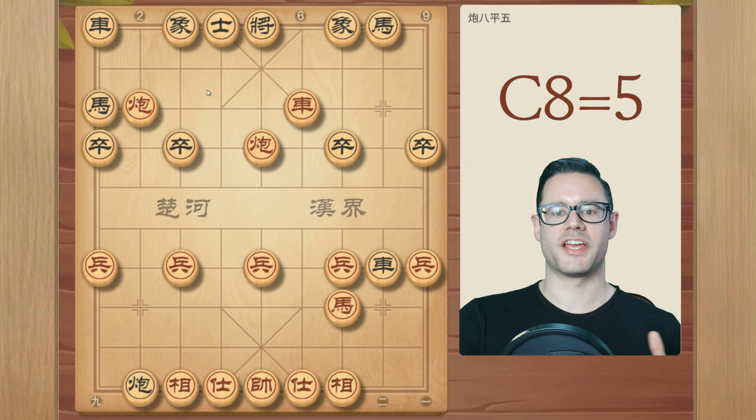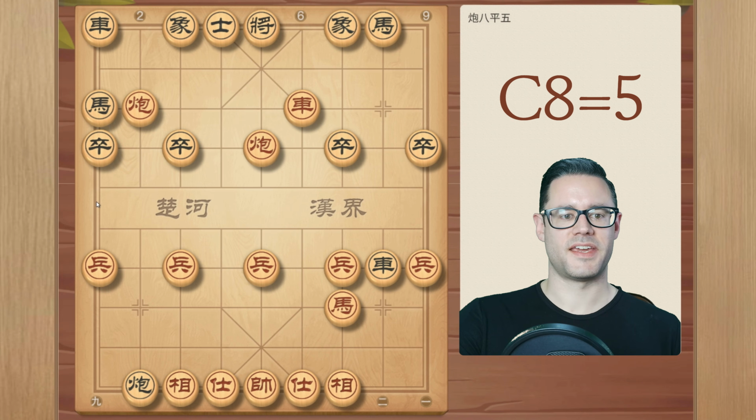And then we come in with the checkmate, C8 equals 5. Our cannon on file 8. If the left-hand side is 9, then this is file 8. Move sideways to file 5, which is the central file, producing a double cannon.